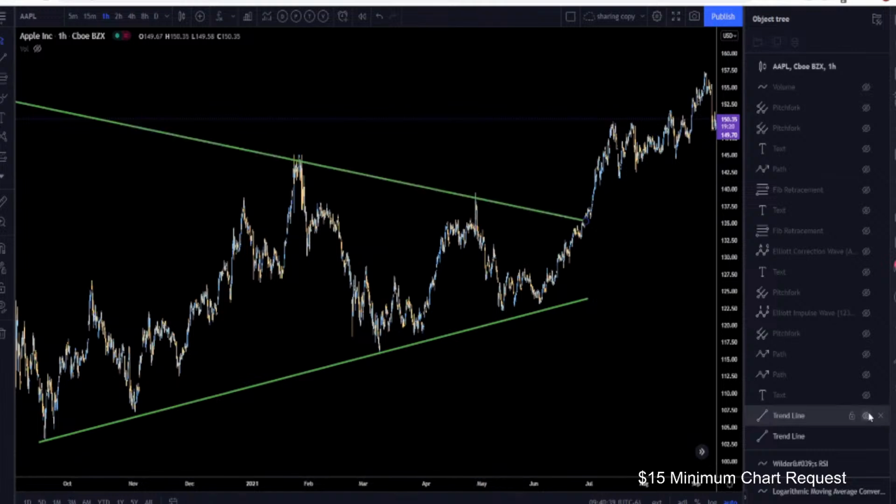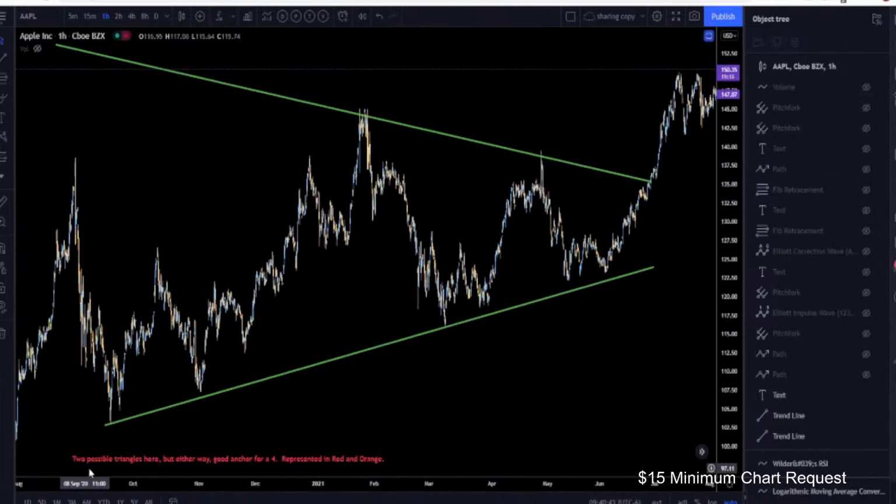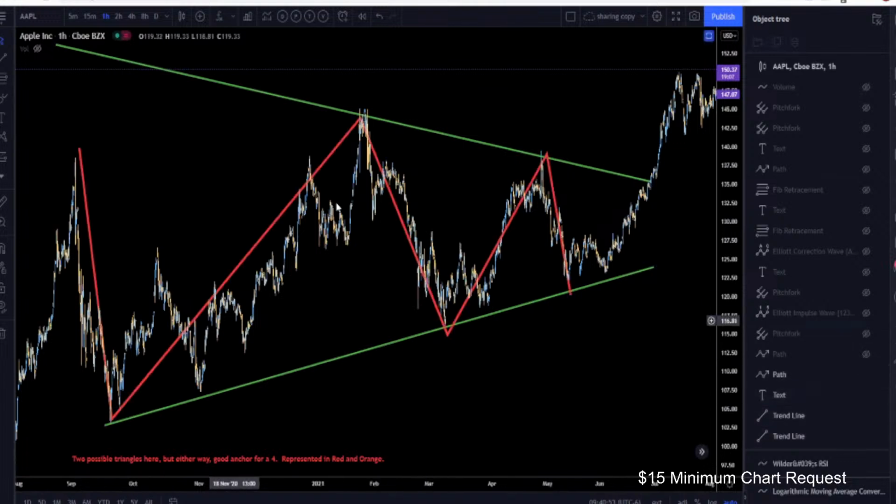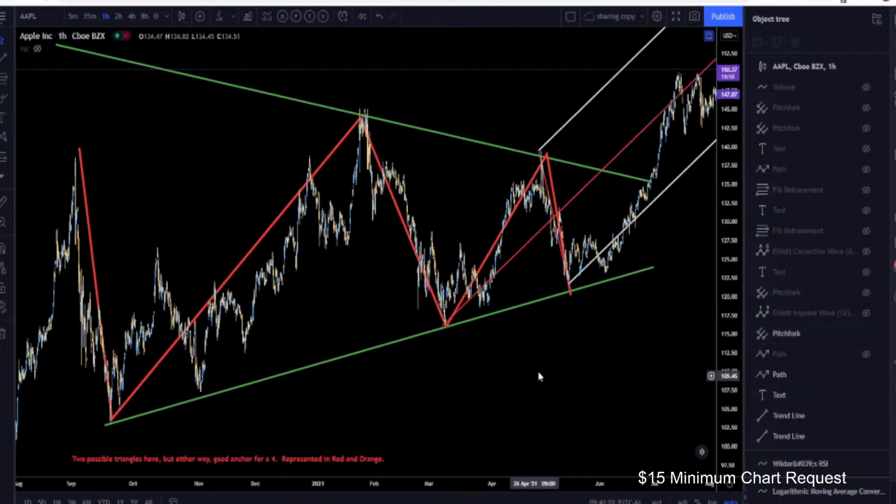So, oh, here, put the whole thing together. Okay, now I got text. Two possible triangles here, but either way, good anchor for a 4 represented in red and orange. So that's going to be up above. Okay, now I'm with you. So here's his triangle, unlabeled, but he's got it. All right, so I got that. Then I got the pitchfork that's in the middle of that.